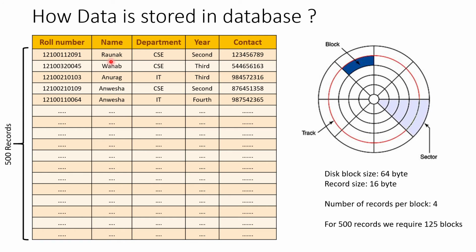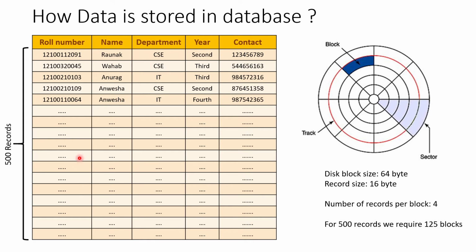Then in a particular block, how many records can you store? Obviously 4, because the total size of this block is 64 bytes, and a particular record will take 16 bytes of space. That means in this block you can store the first 4 records. The next 4 require another block, and the next 4 require another block, in this way.